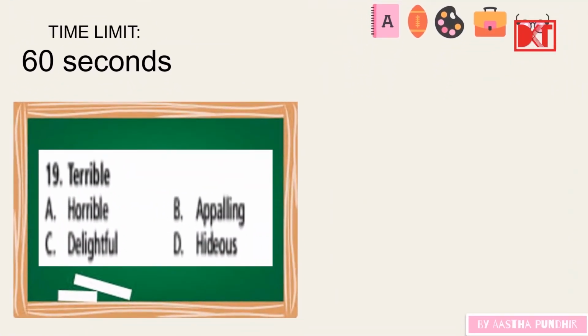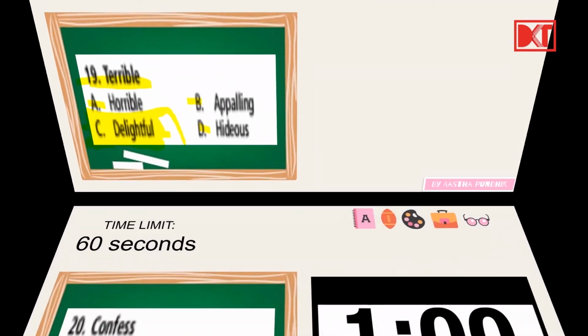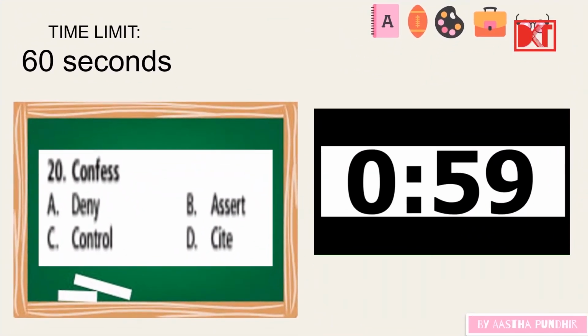Okay, next up we have terrible. The options are horrible, appalling, delightful and hideous. So here terrible means something that is horrible, appalling, hideous, not delightful. So the antonym is delightful. Terrible is something that hurts you and has a very unpleasant feeling, like the horrible conditions, the terrible impact of something, which means something negative. Okay, delightful, something that shows happiness, something that gives you joy, makes you happy. Okay. So your time starts now.